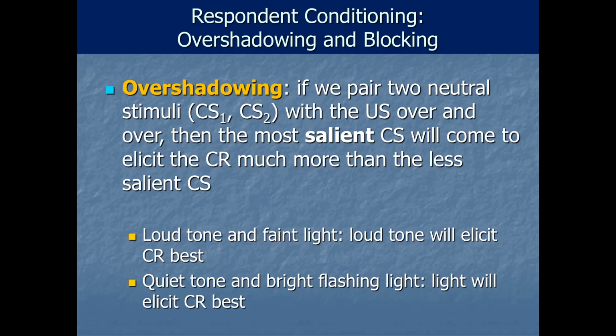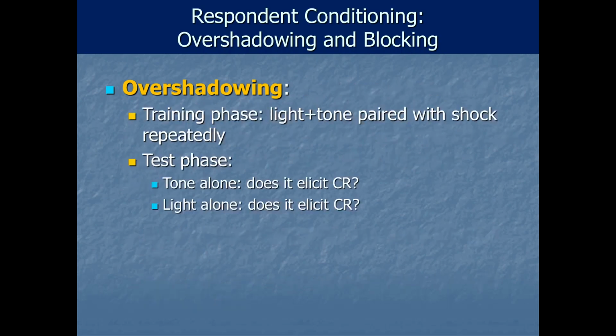So even though both of our stimuli, the light and the tone, might get 100 pairings with the US, they might show up 100 times right before the shock, maybe even in both cases exactly 500 milliseconds before the shock, you might think that would lead to equal learning, but it doesn't, right? Because of overshadowing.